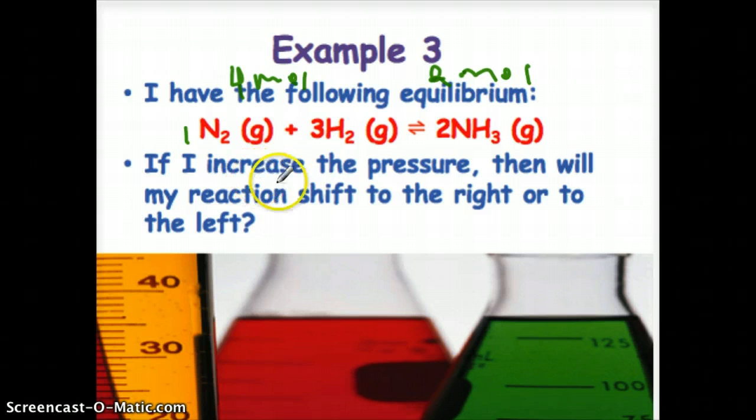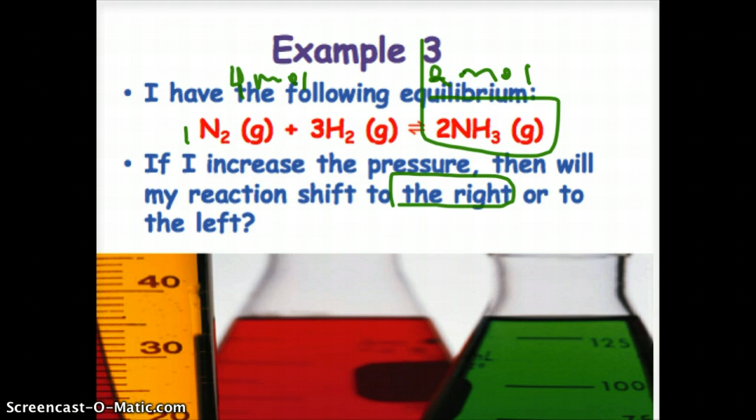So again, if I increase the pressure, it's going to move in the direction where there are fewer molecules. Therefore, this is the side with fewer molecules, so it's going to shift to the right.